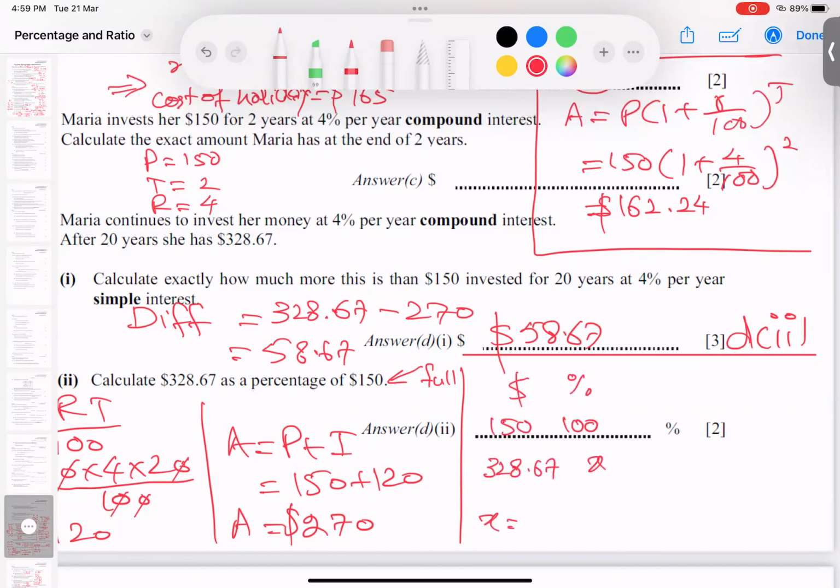I will do two techniques, students. I show you two techniques. So the answer is coming 328.67 into 100 divided by 150. And what is the percentage I'm finding for you? 328.67 into 100 and divided by 150. It is coming 219 percent. 219%. Some students can ask, how is it crossing 100?